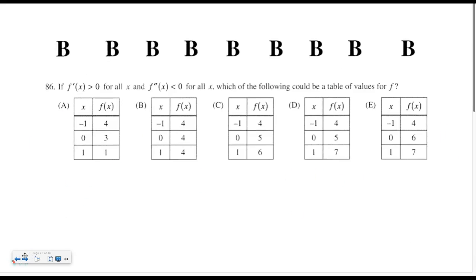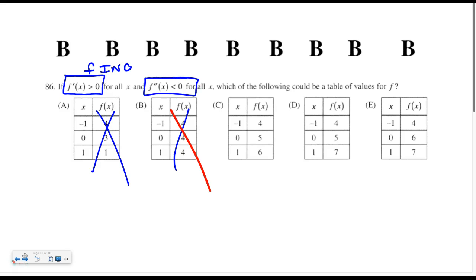Moving on to number 86. No calculator helpful. I'm reading some tables. So we have to decipher what they're telling me and what that will allow me to conclude with these tables. If f prime is greater than 0, then f must be increasing. So the first thing I'm going to do is see, are you increasing? No, f is going down. No, f is staying the same. And then we've got increasing all the way, increasing, increasing. So that ruled out 2 of them.